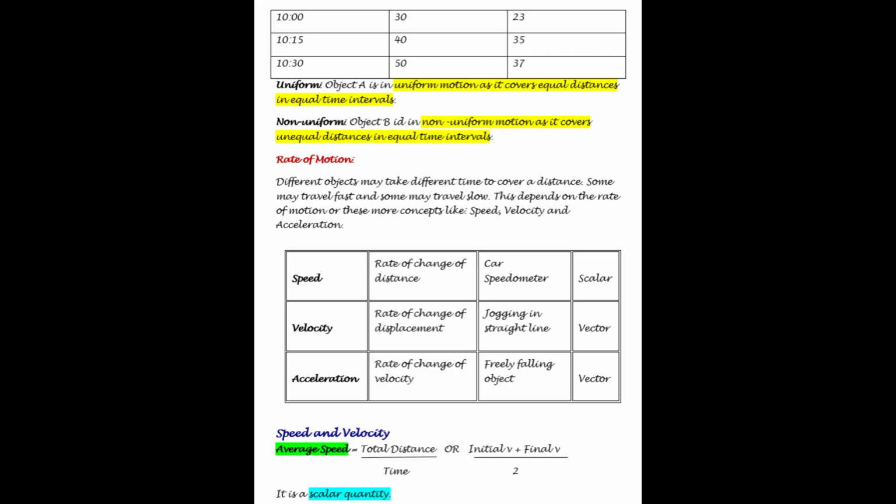Speed, velocity, and acceleration. Speed is distance divided by time. It is scalar. Velocity is displacement divided by time. It is vector. Acceleration is the change in velocity per unit time. It is also vector. If velocity increases, acceleration is positive. If velocity decreases, acceleration is negative or deceleration.